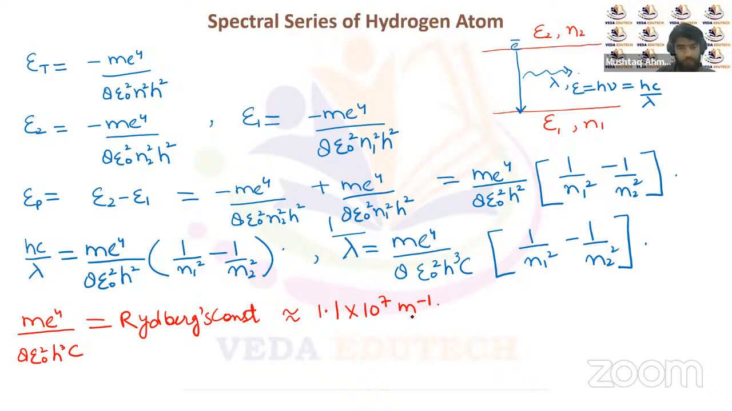It means that in short, we can write the value of 1 upon lambda as equal to R times, where R is Rydberg's constant, multiplied by the factor 1 upon n1 square minus 1 upon n2 square. So this is the value of 1 upon lambda. From here, we can calculate the wavelength of the emitted photon, which makes a transition from a higher energy level to a lower energy level, whose wavelength is calculated from this equation.